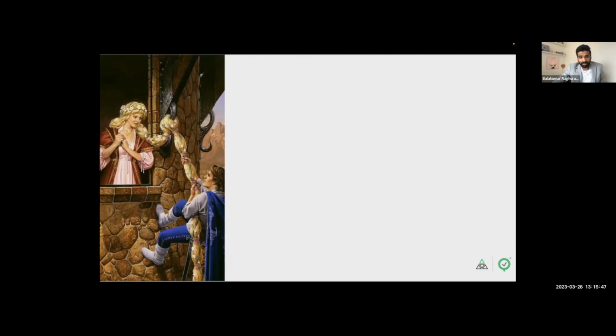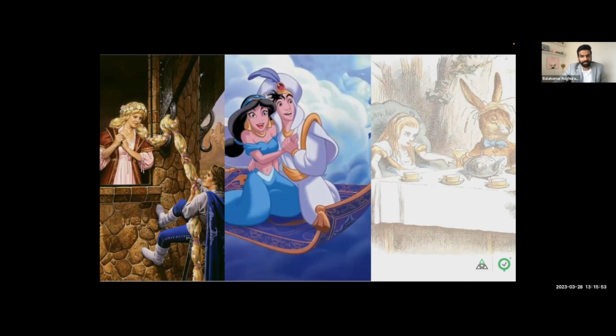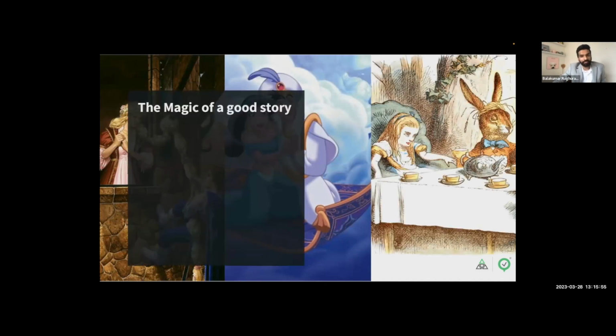First, why stories matter, right? So we all know the stories. We all know the Rapunzel, the Aladdin, the Alice in Wonderland. There is something magical about a story, right? And apart from the characters and conflict over time, they grab your attention, right? Stories evoke an emotional response, right? You feel for the characters, you want the good guys to win, you want the bad guys to lose, right? So there is an emotional response that is involved.